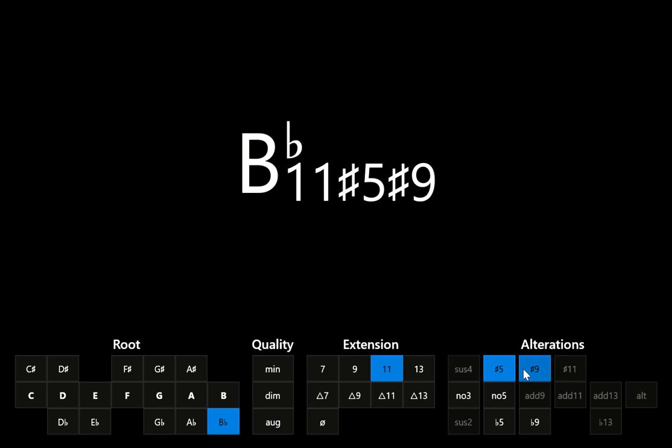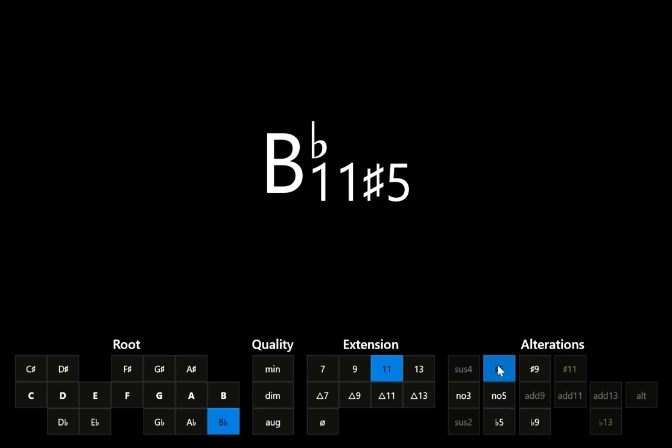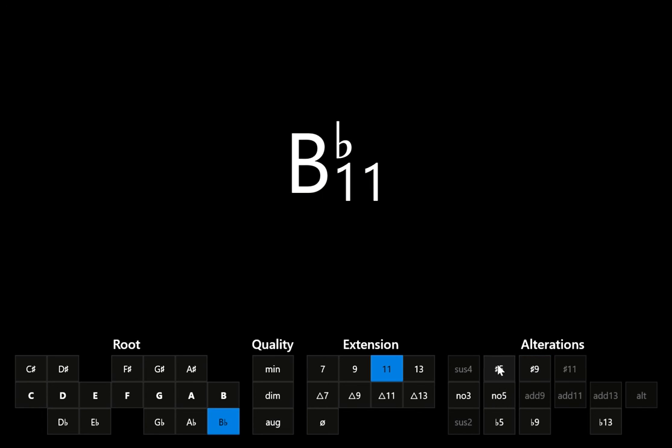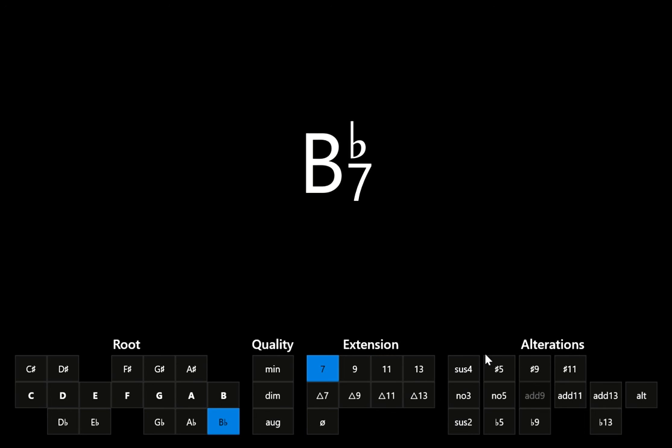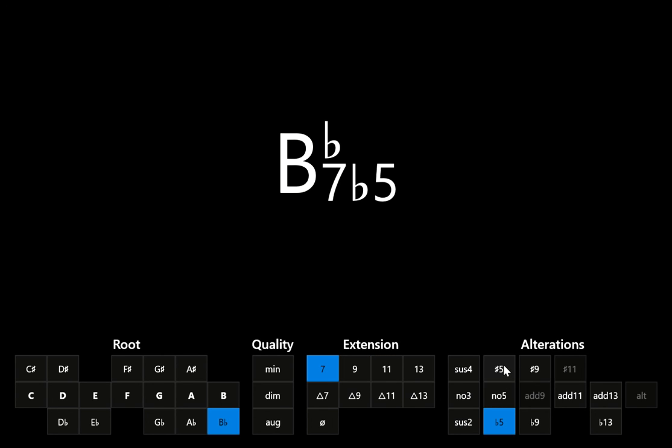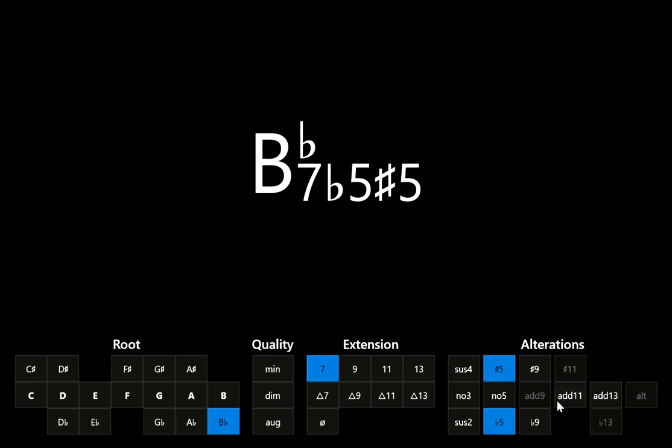I think it's interesting to play with it and see what combinations are possible or impossible, or what makes sense and makes no sense. You can have flat 9 and sharp 9 at the same time, for example, but other variations are not possible. So here it is. Thanks.